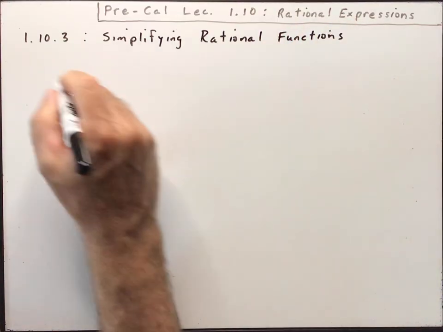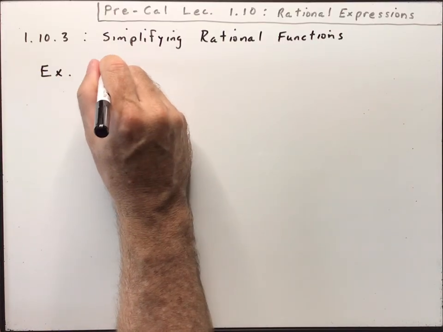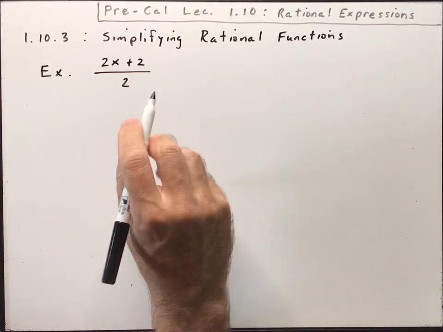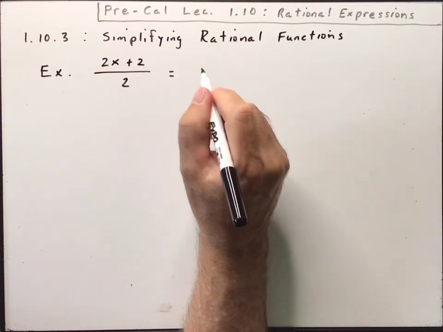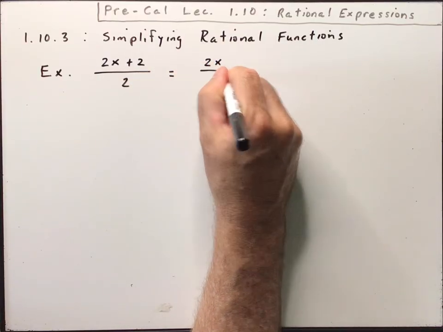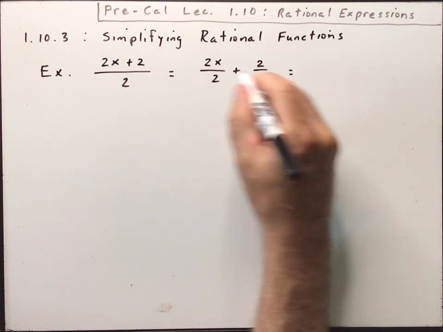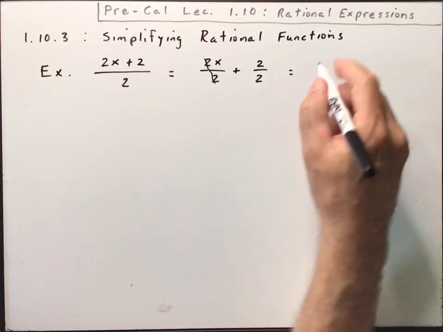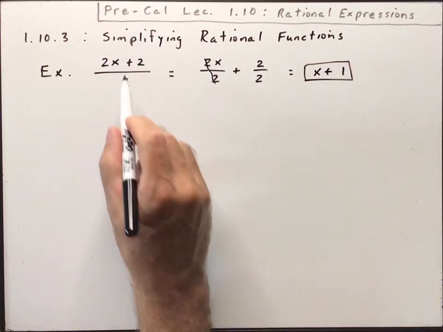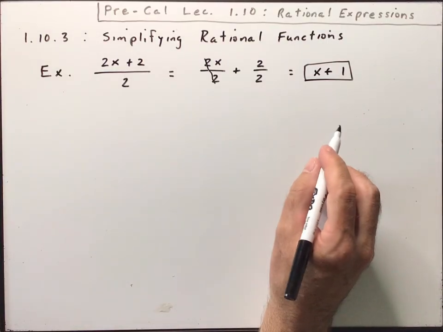All right, so for example, let's say we have 2x plus 2 over 2. So one way that you might think of that is, okay, I can split this into two fractions. How about 2x over 2 plus 2 over 2? It's the same thing, right? Then the 2's cancel out. 2 over 2 is just 1, so that's x plus 1. And there's no x in the denominator, so the domain would be all real numbers there. So I don't have to exclude anything.